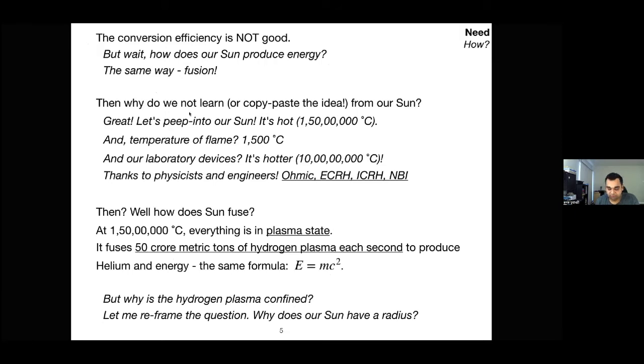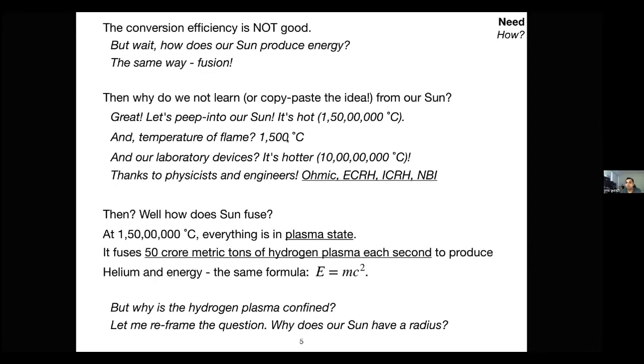So first of all, we need to learn how we do the fusion, and before that, probably we have to see where fusion happens in nature. Fusion happens in the sun. So the question is, why can we not learn from the sun? The temperature at the core of the sun is somewhat this number, like 1.5 times 10 to the power something. So you can see the temperature of a flame is pretty low, 1,500 degrees centigrade. And the fusion devices that we generate in the laboratory are even hotter than the core of the sun.